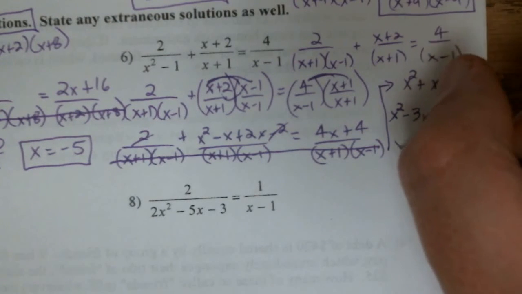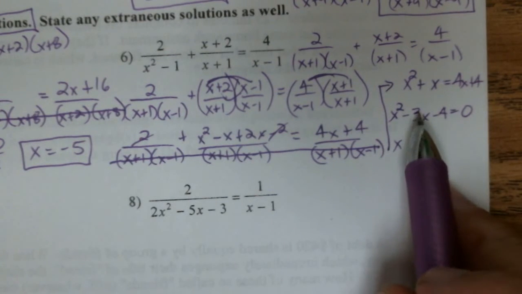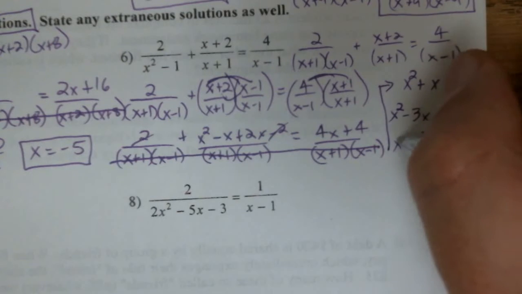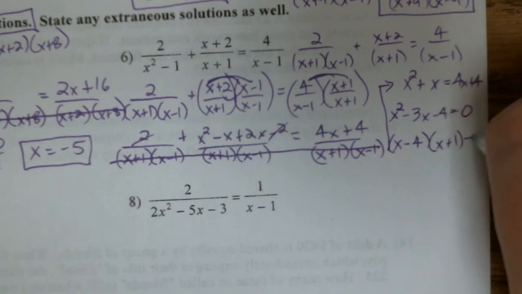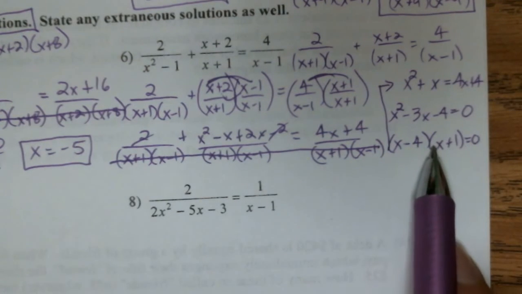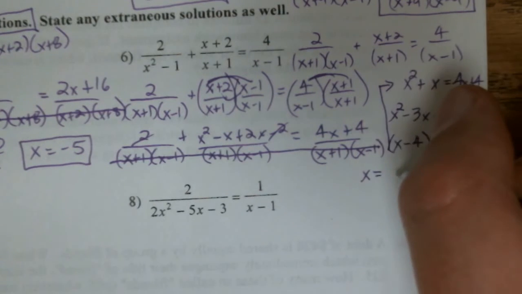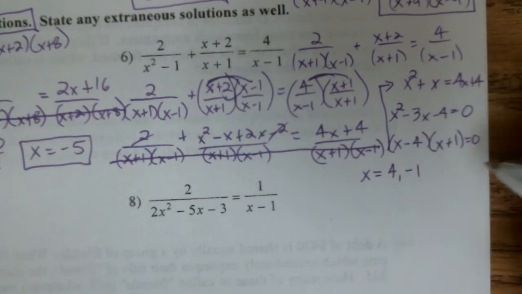Yes, Mr. Manice, there are. And that's going to be a -4 and a +1. So x minus 4, x plus 1 equals 0. And what do I do with those signs? Flippy flip. So x equals +4 and -1.